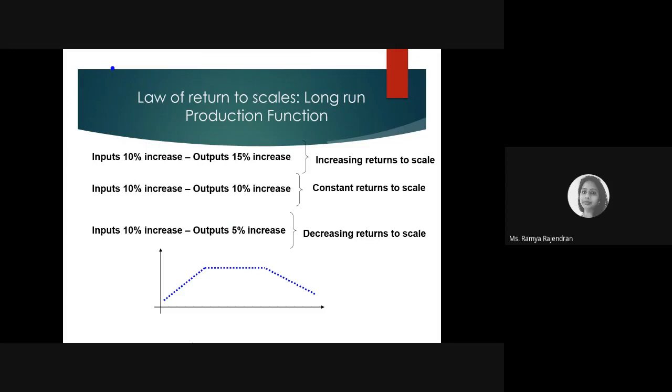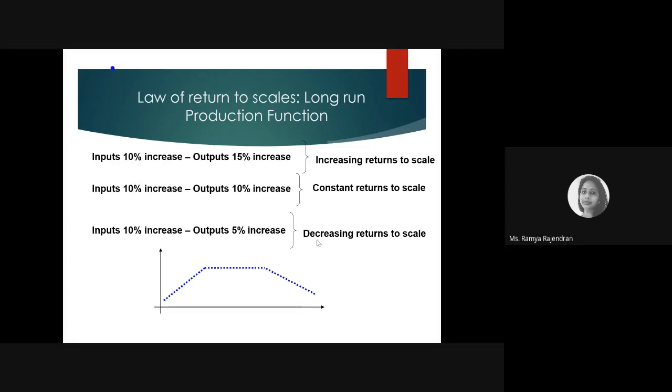So you can classify this into three different categories. With a 10% increase in the input, if the output increases by 15%, I'm only putting in 10% more effort, but I'm getting an output of 15%. So in that case, my returns to scale are increasing. Whereas if with the same proportion of input I'm getting the same proportion of output, that is constant returns to scale. But if you give more input and your output increases by less, it is called decreasing returns to scale.